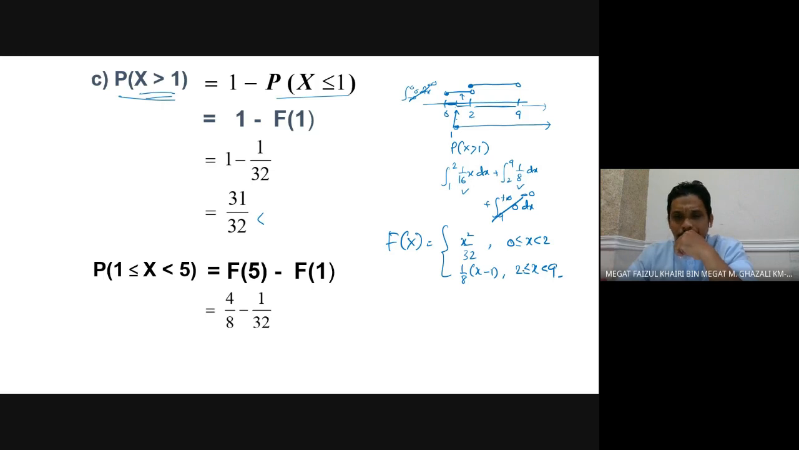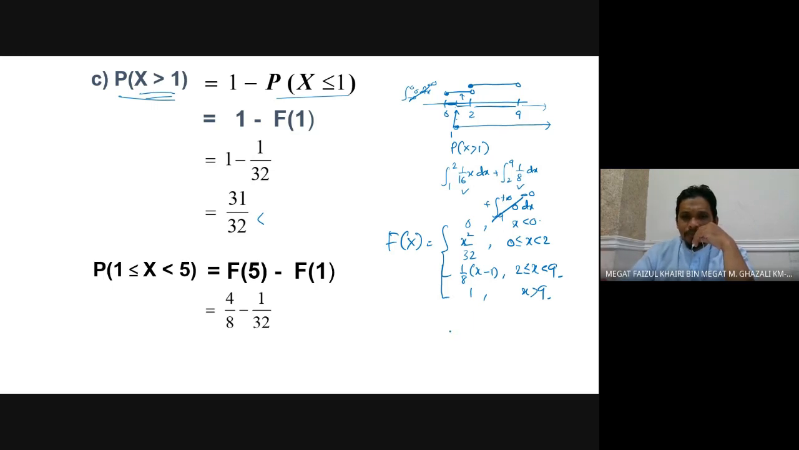Betul ke ni? Cuba cek ni. Class, is this correct? Class, please respond. Is this correct? Hello? Class? Minta tolong respon seorang. Yes, sir. Betul lah? Okay.